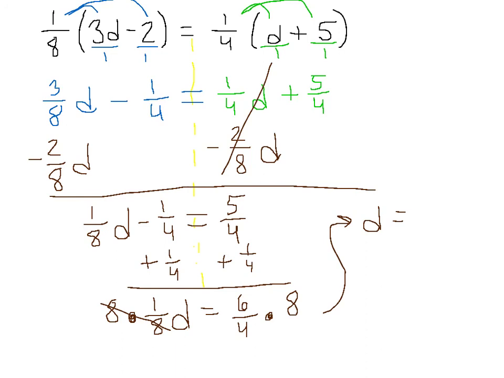And then here's what I'm going to do. I'm going to use cross-cancelization in order to simplify this right here. So this is technically 8/1, and you can ask yourself, how many times does 4 go into 8? Well, if I divide the top and bottom by 4, this turns into a 1 and this turns into a 2. So 6 times 2 ends up being your final answer, which is 12. So d equals 12.